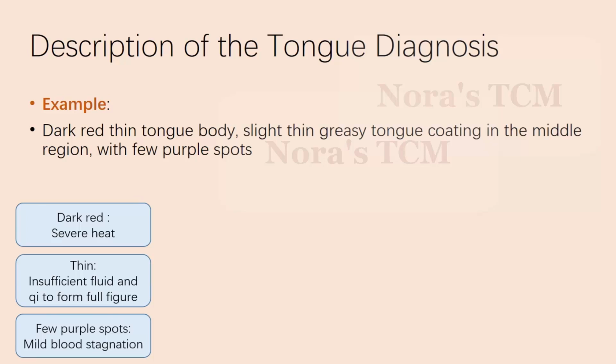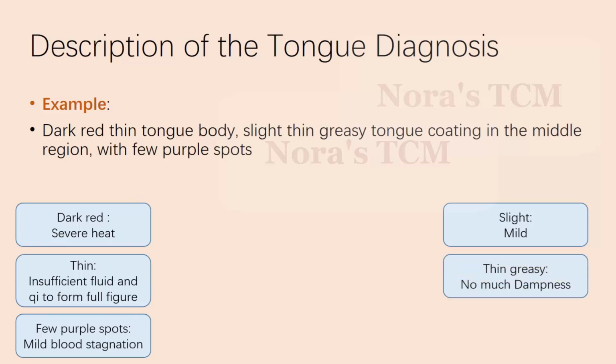And let's look at the tongue coating. First, the word slight means the situation is mild. Second, thin, greasy tongue coating. It means there's dampness, it's greasy, but thin means not much. Middle region means dampness retention in the middle jaw. It's not in the lower jaw, it's the middle jaw.